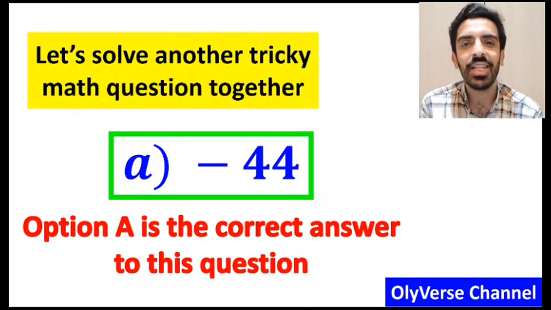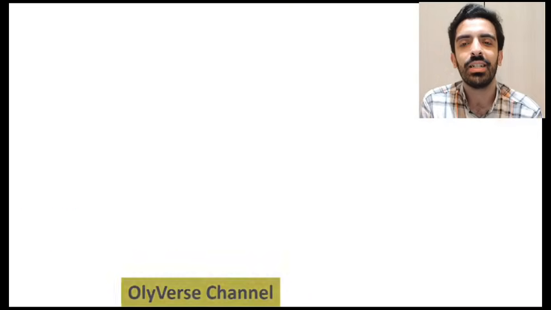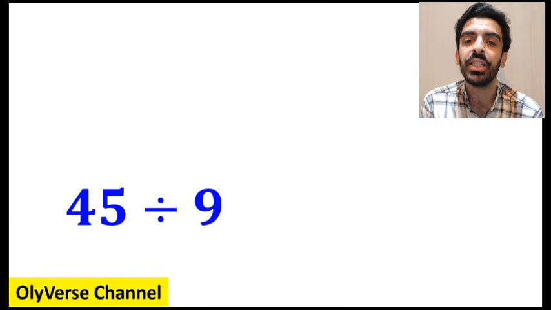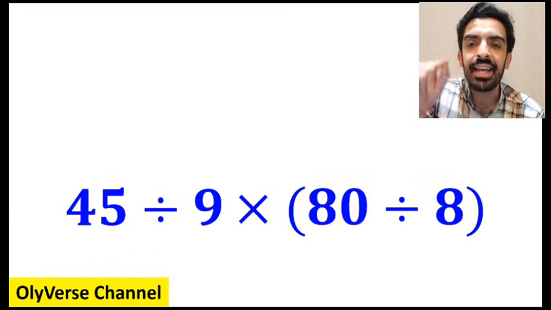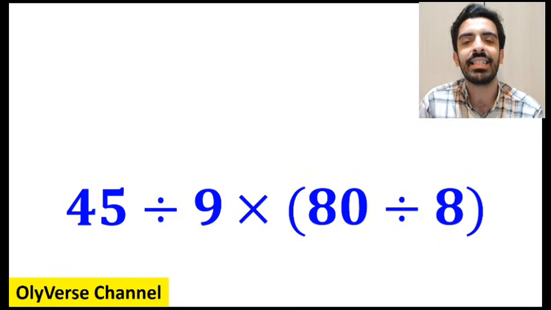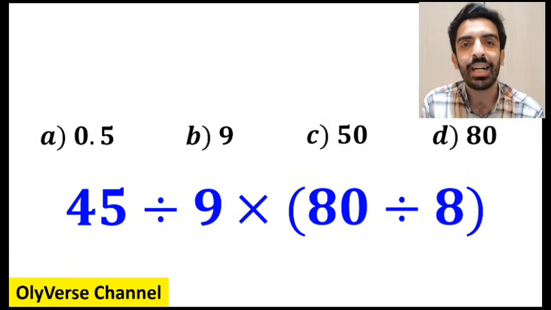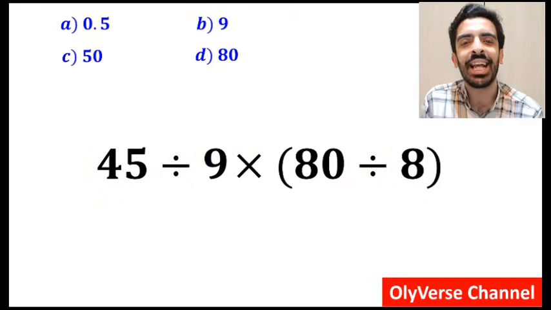Alright, now let's solve another tricky math question together. What is the value of the expression 45 divided by 9 multiplied by (80 divided by 8)? Which option do you think is the correct answer to this question? Let's go step by step and solve it together.